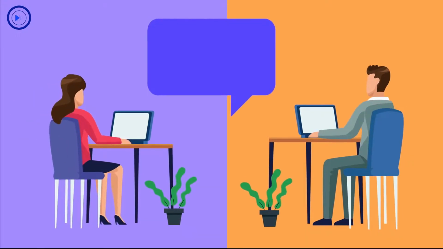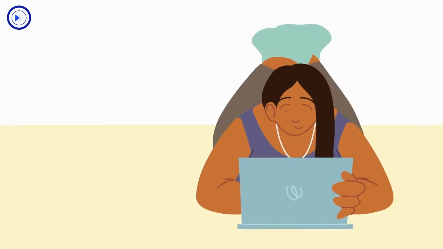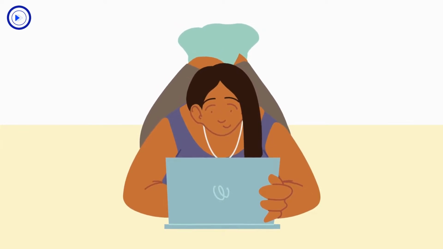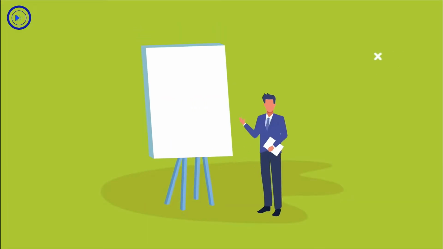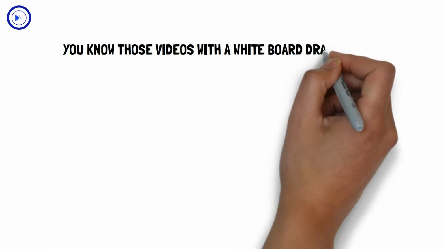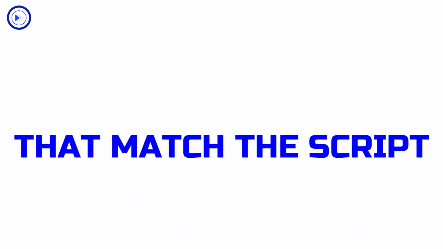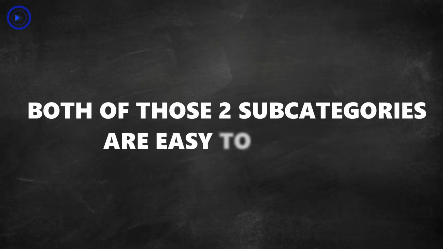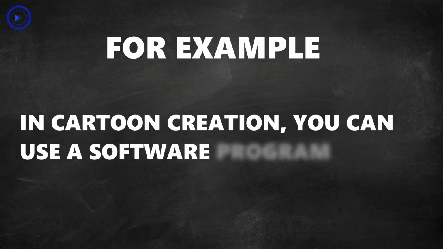Option number 5, animations. Yes, these kinds of videos are doing really well on YouTube. Animated characters seem to attract a good audience on the platform. They're used to illustrate scripts in different fields: psychology, digital marketing, real estate, insurance, and much more. But cartoons and avatars are not the only way to proceed in the animation category. You know those videos with a whiteboard drawing approach? You only see a hand on the screen creating text and pictures that match the script. Both of those two subcategories are easy to apply. For example, in cartoon creation, you can use a software program like Doodly.